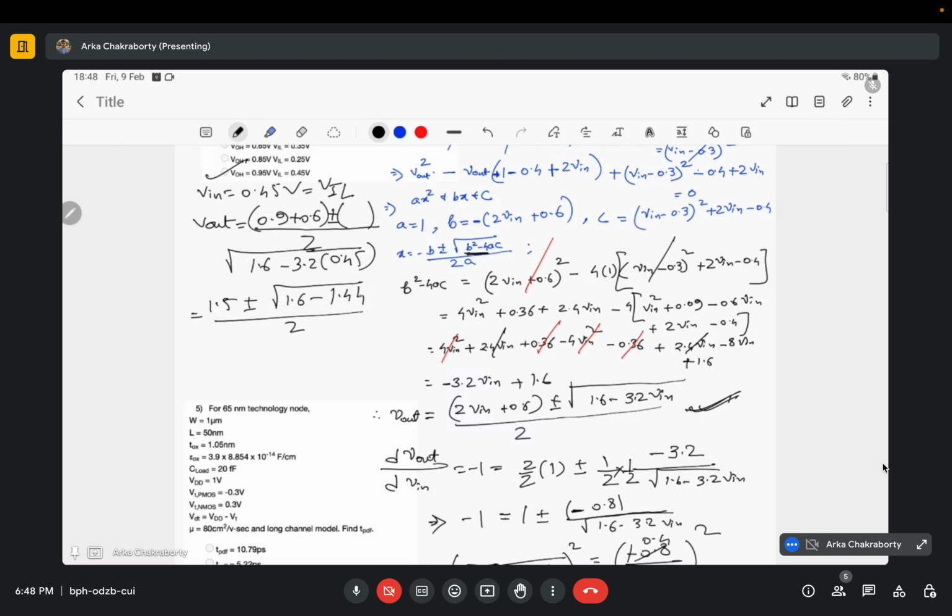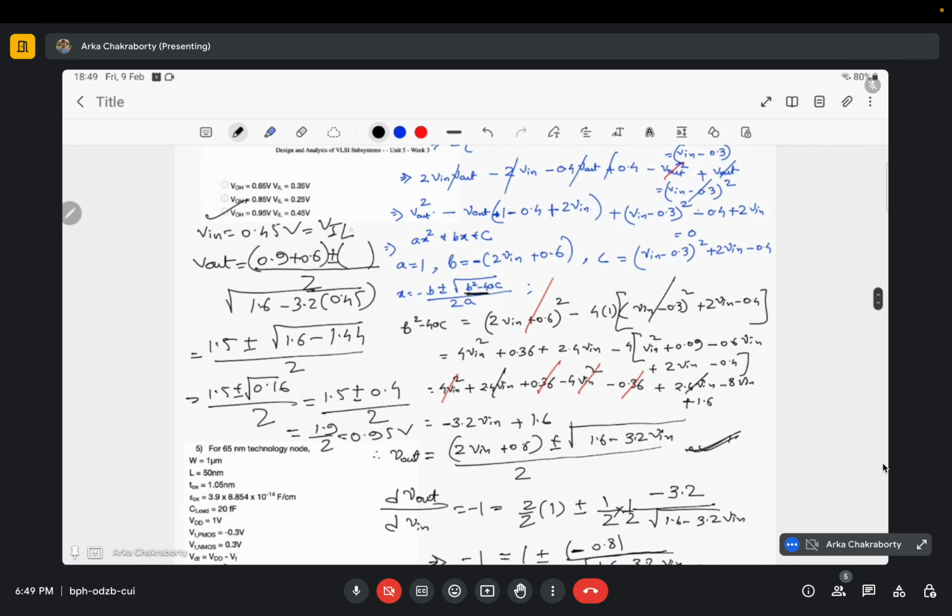So how much is it? 1.5 plus minus root under 0.16, so it's 1.5 plus minus 0.4 by 2. So minus it will not be, it will be 1.5 plus 0.4 by 2, which is 1.9 by 2. It is 0.95 volt. Okay, so my V input low is 0.45 volt and my V output high is 0.95 volt. So this is how we derive it.